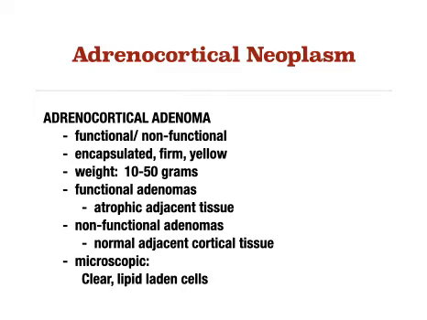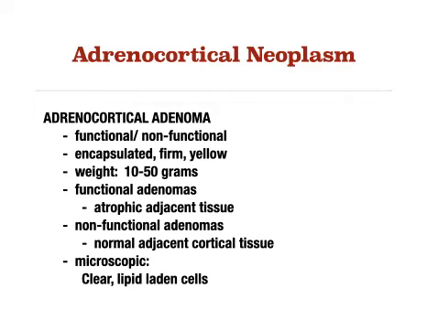For functional adenomas, since they produce steroids, they would send negative feedback to the pituitary gland not to produce ACTH anymore. Therefore, the adjacent tissue in the adrenal gland would be atrophic. For non-functional adenomas, the adjacent cortical tissue would still be normal.